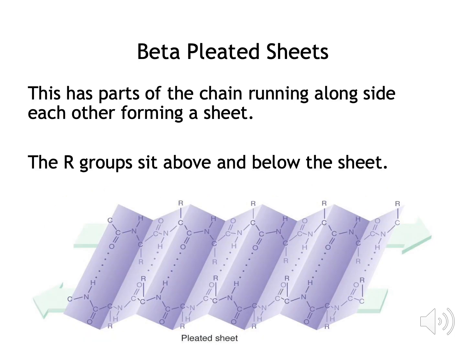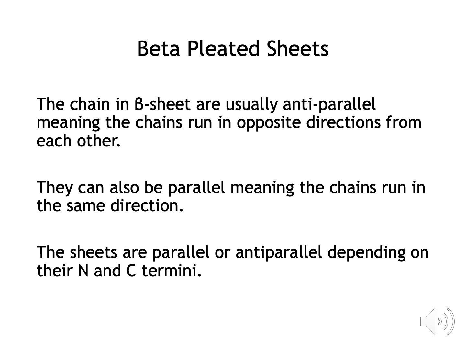Beta pleated sheets have a structure that looks a bit like a corrugated sheet or corrugated iron. The R groups sit above and below the sheet as seen in the diagram. Now there are two types of beta pleated sheets. There are antiparallel and parallel beta pleated sheets. Antiparallel run in the opposite direction to one another, while parallel run in the same direction. This is based on their N and C termini, which we are going to look at in the next slide.